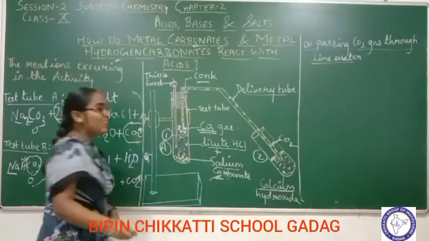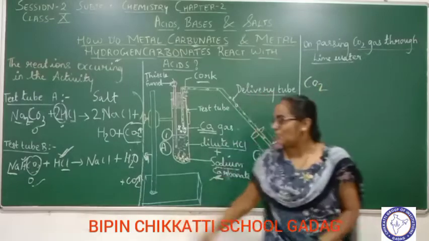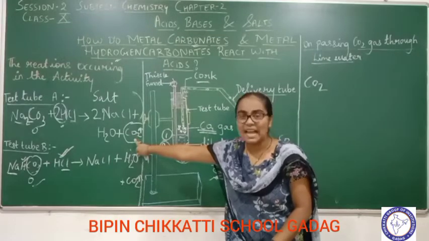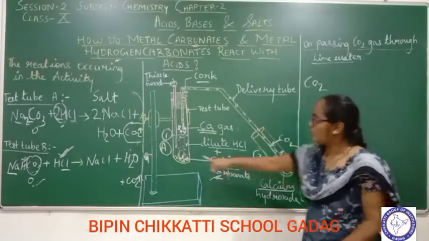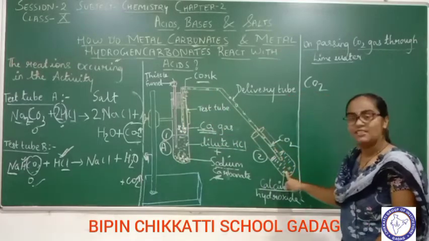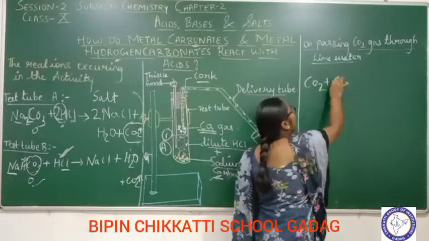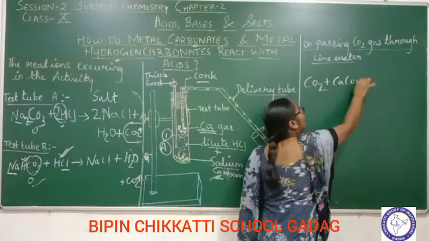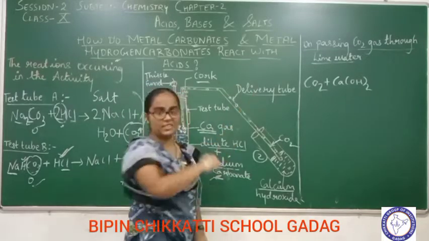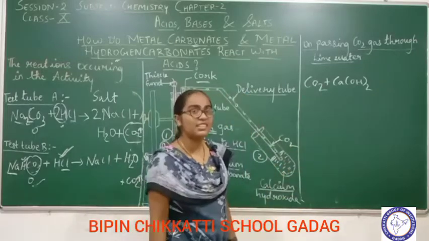So we need to write down calcium hydroxide. The carbon dioxide gas evolved from the test tube will react with the calcium hydroxide. The formula for calcium hydroxide is Ca(OH)2. This is also considered to be lime water. What is it? Lime water.